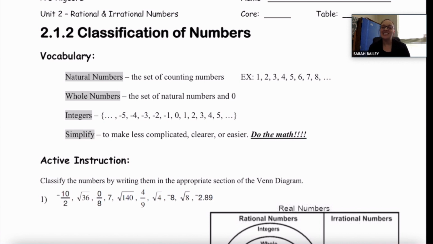Hey everybody! In today's lesson, we're going to learn how to classify real numbers.